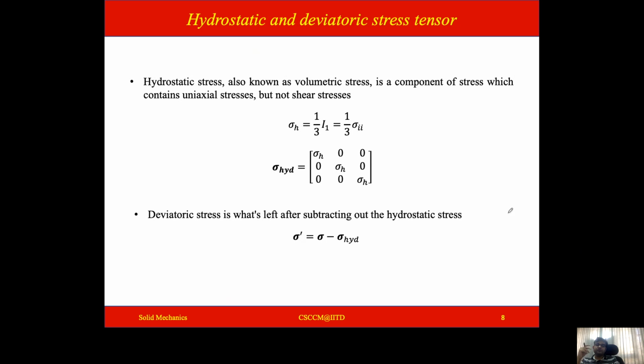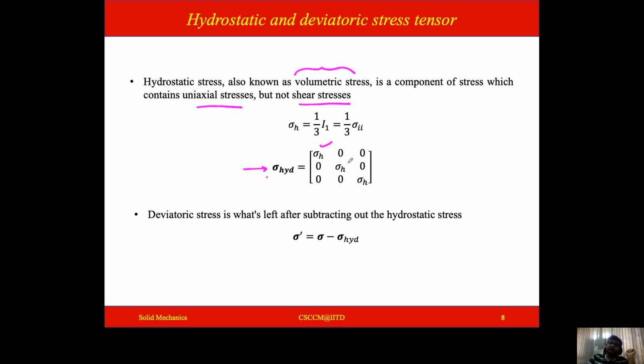And then there is the last concept, which is hydrostatic state of stress. We've already discussed it, and the volumetric state of stress. So any state of stress can be divided actually into hydrostatic and deviatoric state of stress. So what is hydrostatic state of stress? Hydrostatic stress, also known as the volumetric stress, is a component of stress which contains uniaxial stresses but not shear stresses. So basically sigma h, this is hydrostatic state of stress.